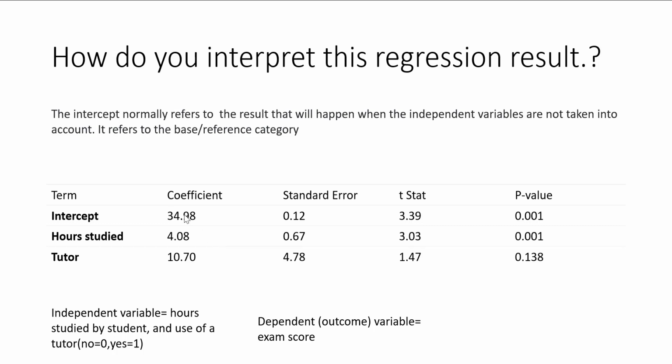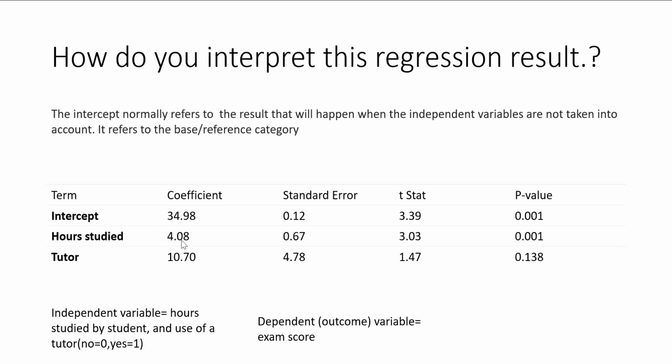The intercept is when the researcher has not manipulated any variables. That means when there are 0 hours studied and the person has not used a tutor. So on the average, I can say that when the person has not studied anything and has not used any tutor, the average score should be 34.98. That's it, and the p-value is less than 5%, so that's less than 0.05. So it is significant, right? That's for the intercept.